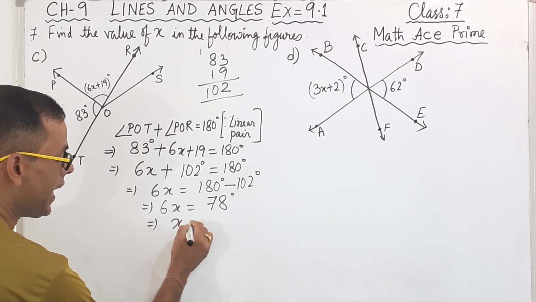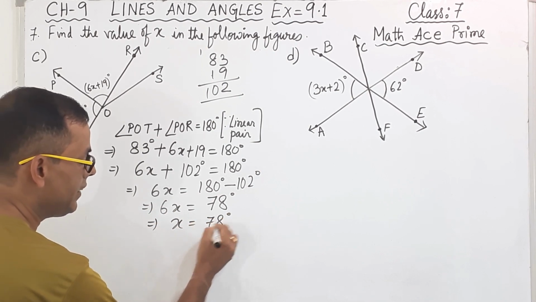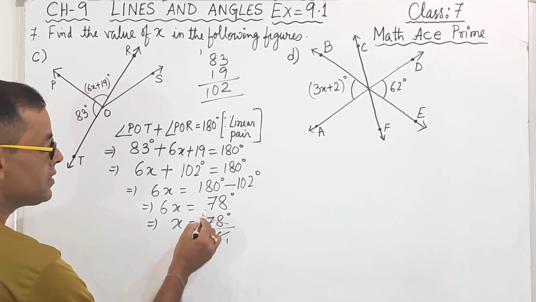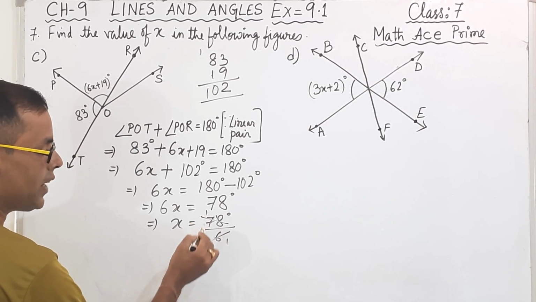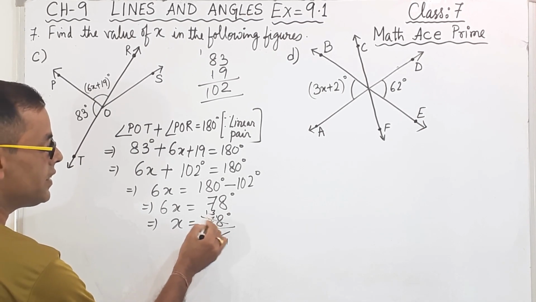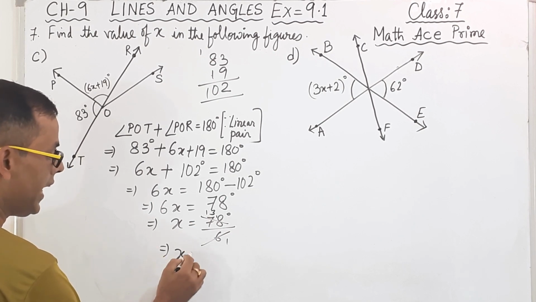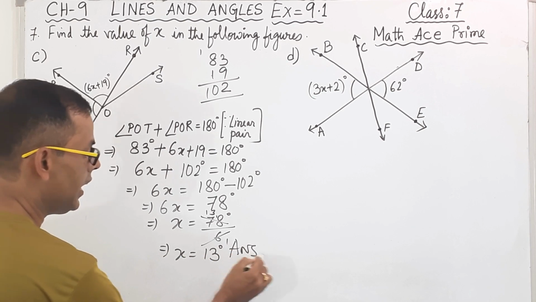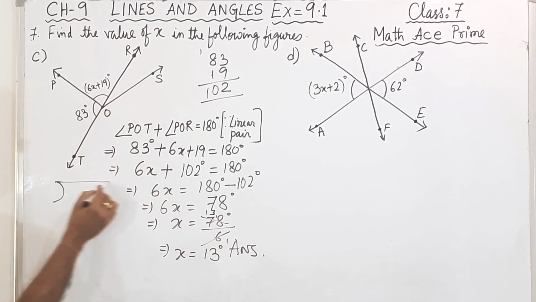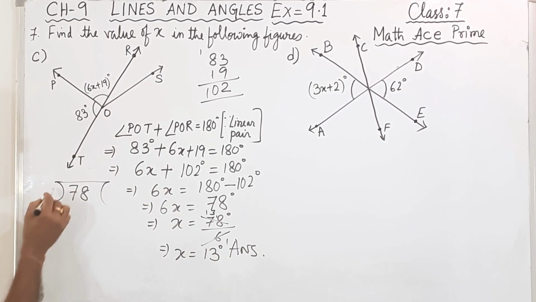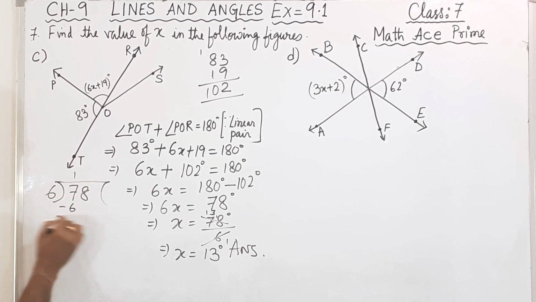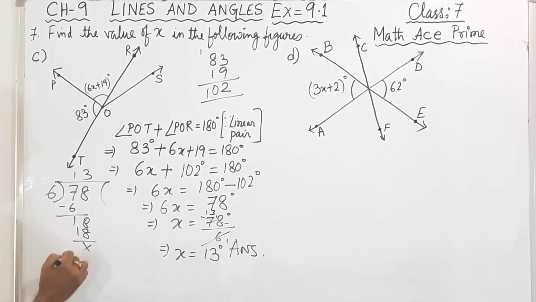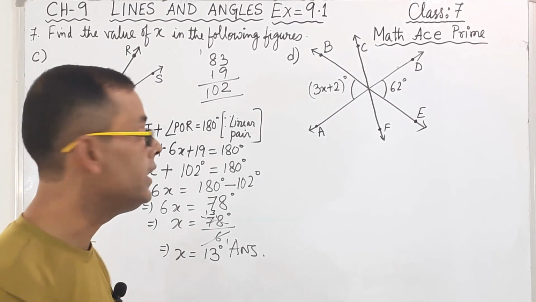Now the last step, x equal to 78 degree divided by 6. You can cancel. 6 ones are 6, 1 extra 18. So 6 threes are 18. So what you get? x equal to 13 degree, and this is the answer. If you cannot do it, you can do a rough here. 78, 6 ones are 6, 1, 18. Now 6 threes are 18. So you are getting it. x equal to 13 degree.